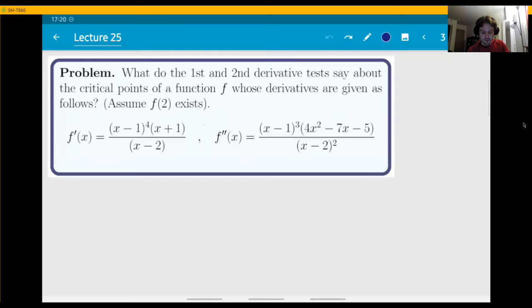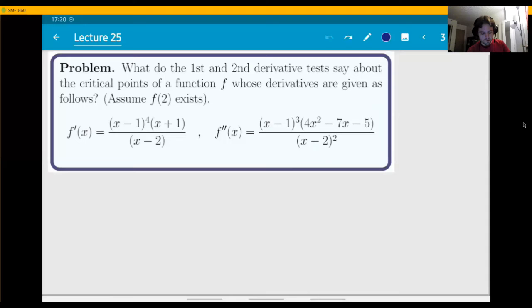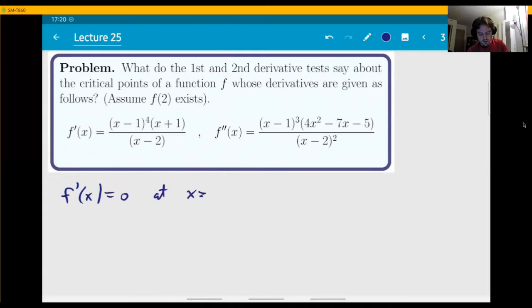You can try to differentiate this f prime to see that you really do get this f double prime here, but we don't have to. The function, the problem is giving that to us. So first of all, what are the critical points of this function? F prime equals 0 at x equals 1 and minus 1. That's very easy to see from here.